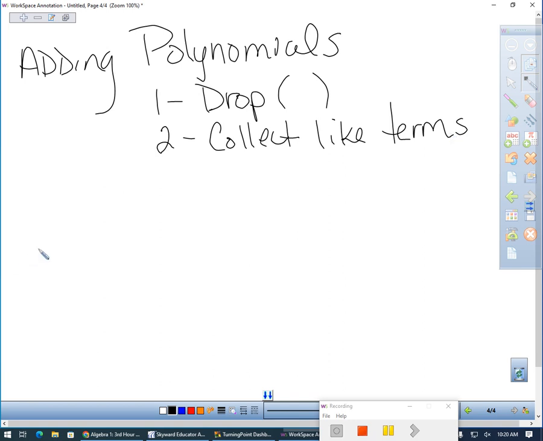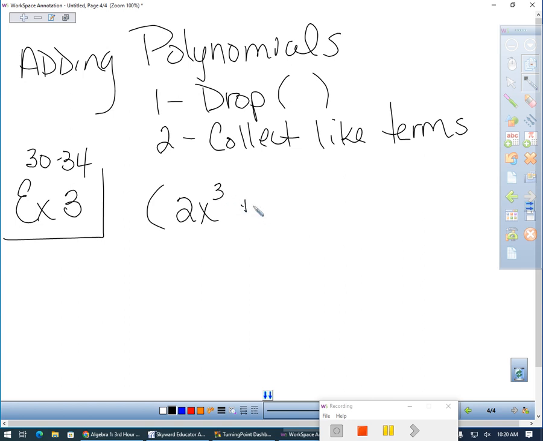All right, so this is example number 3, and this is going to be 30 through 34. All right, so maybe it looks something like this: 2x to the third plus 7x plus 3x to the third minus 5x. So it's a polynomial plus another polynomial.